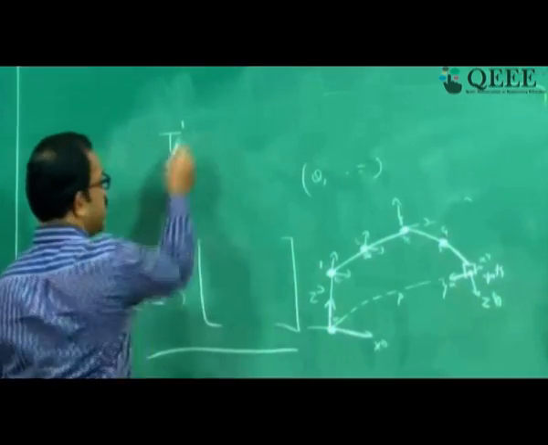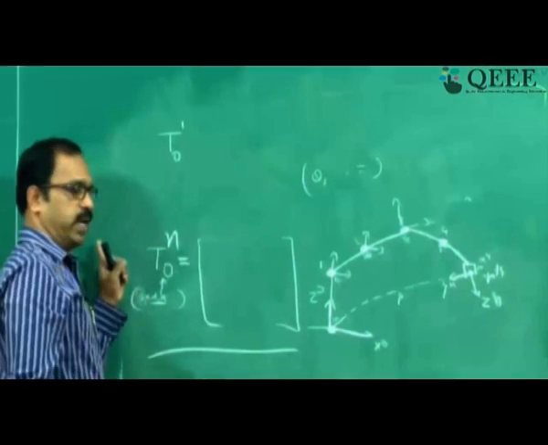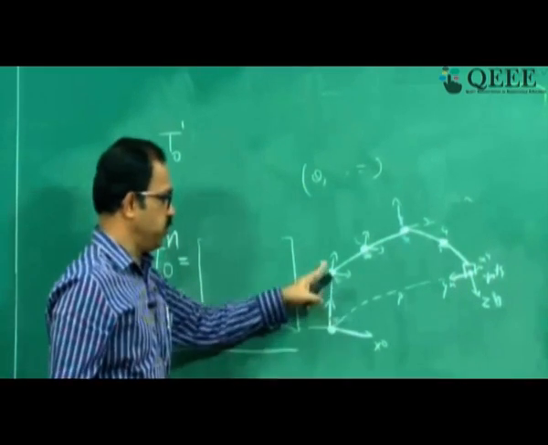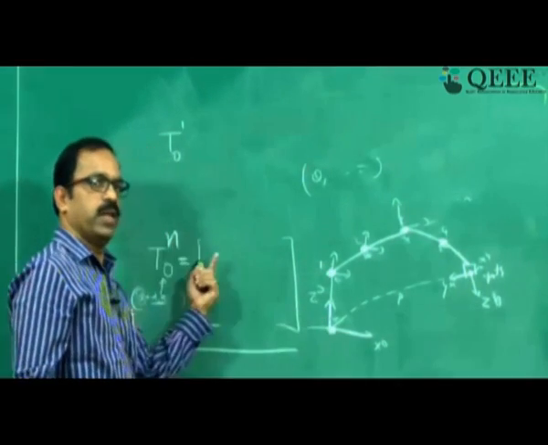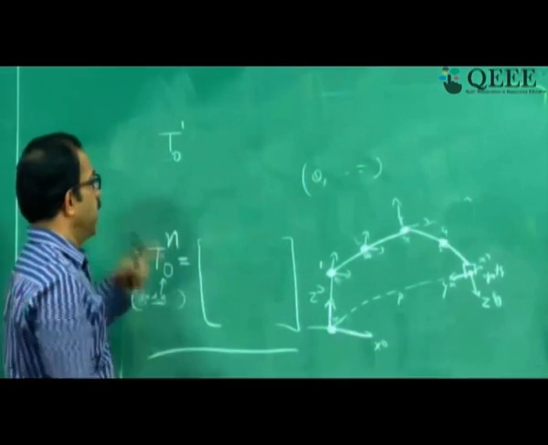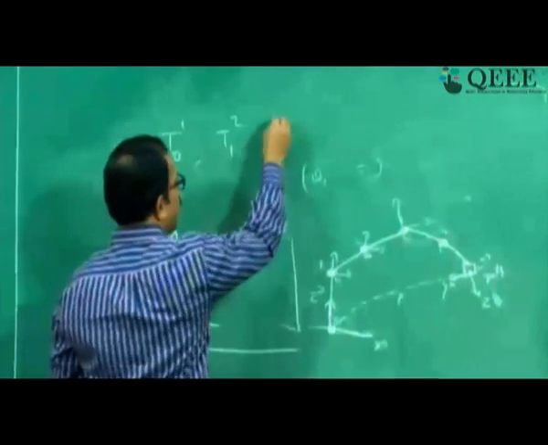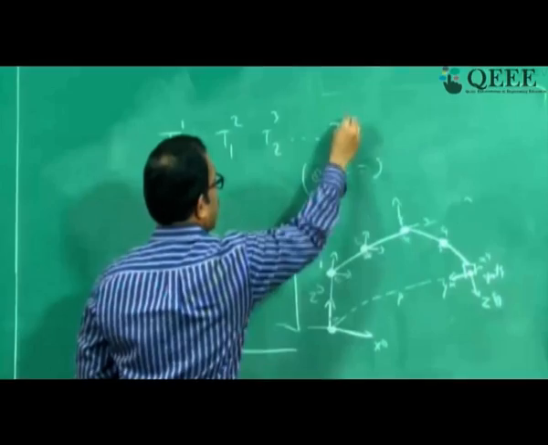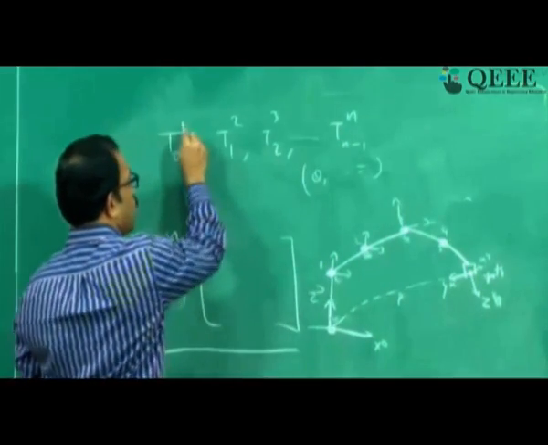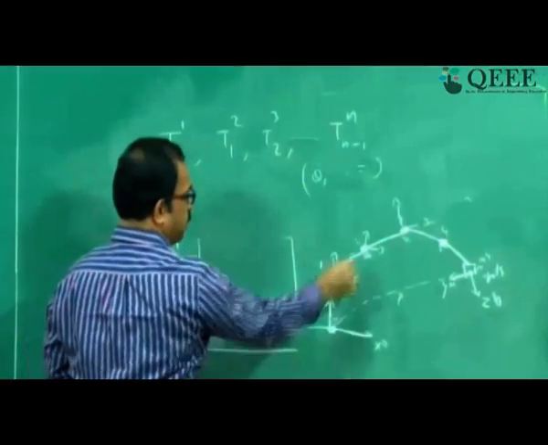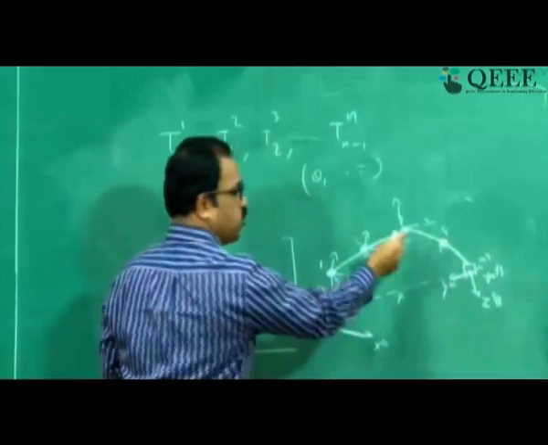So I first find out T1 to 0. What is the mapping from 1 to 0? I will find out using the DH matrix. If I know the parameters a, d, theta and alpha, I can get this 1 to 0 using the DH matrix we discussed. And then I will find out T2 to 1, then T3 to 2, and n to n minus 1. So each one I will find out separately. What is the mapping from here to this? From this to this? From this to this? Each one I will find out.